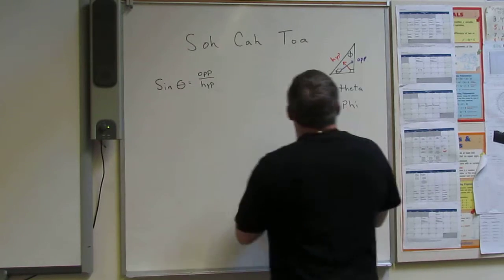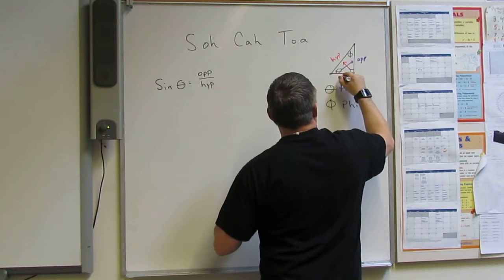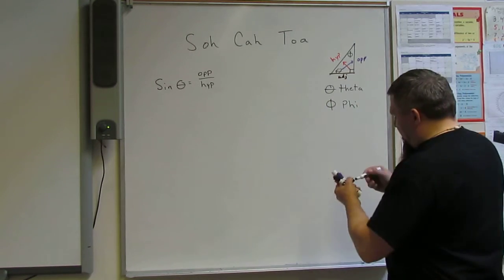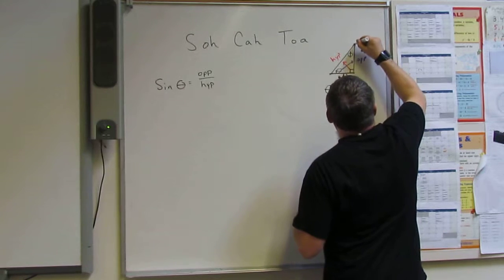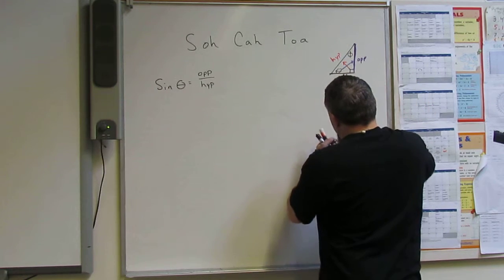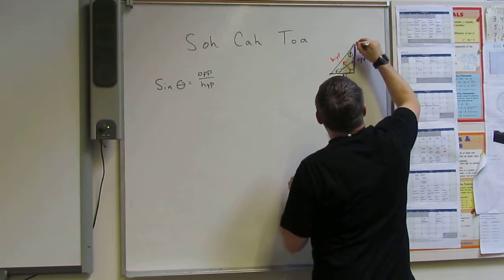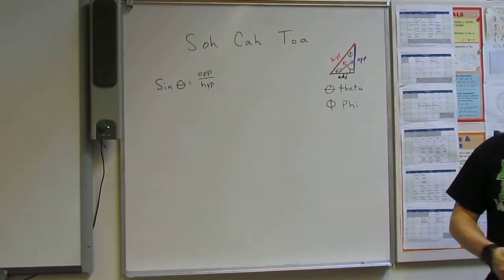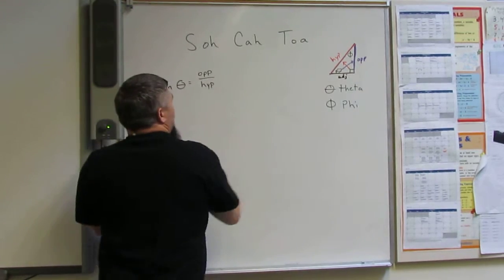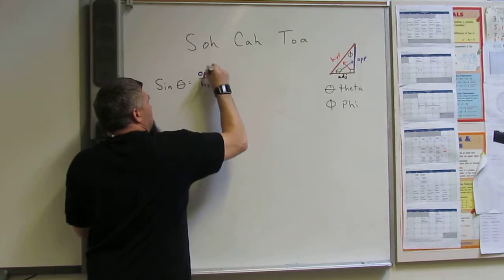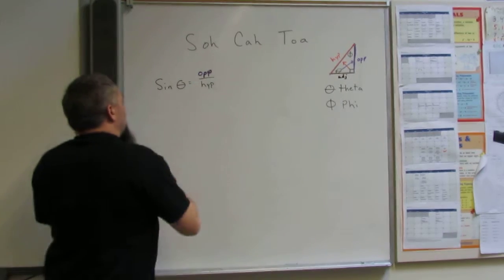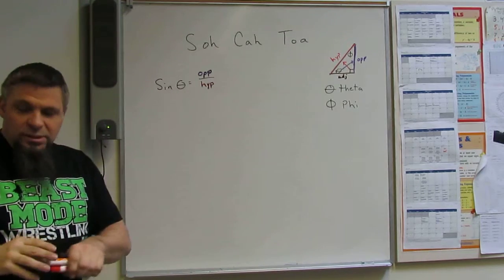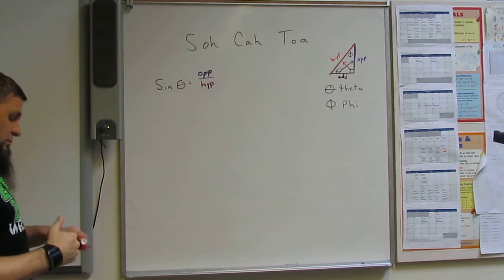The adjacent side to theta will be this side. So it's very important to look at these different pieces of this triangle. So the opposite over the hypotenuse, that's sine.